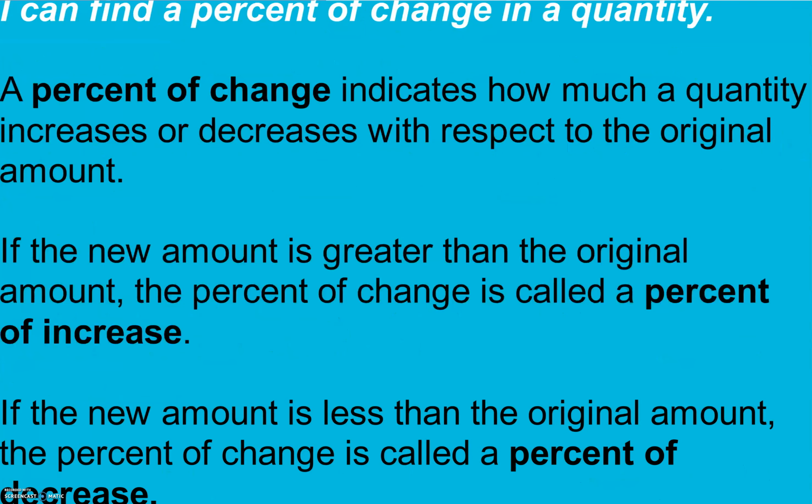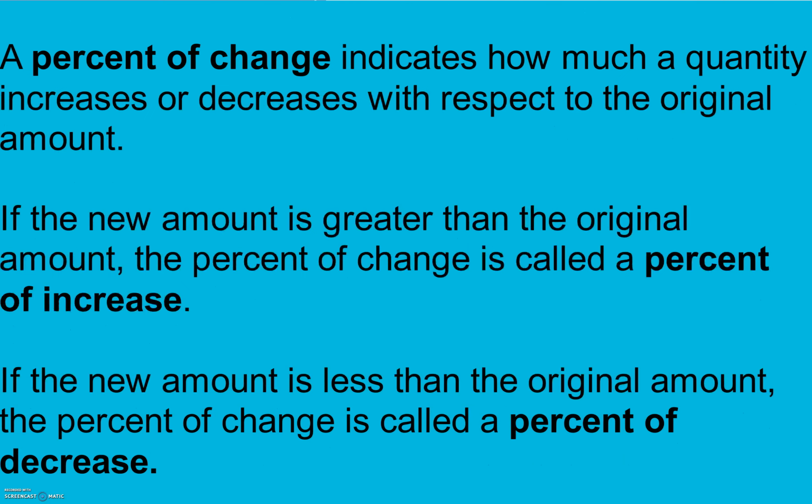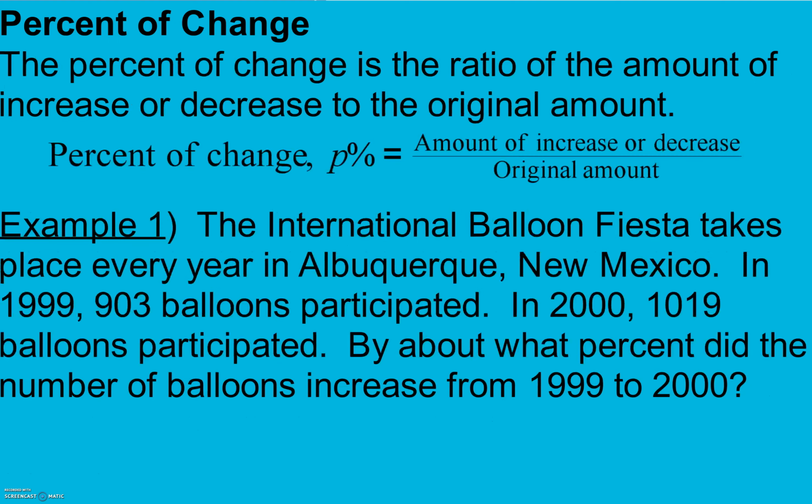If the new amount is less than the original amount, the percent of change is called the percent of decrease. So we started somewhere, the amount went down, so it was a decrease, smaller. We're going to find percent of change whether it's increasing or decreasing the same way. The percent of change is the ratio of the amount of increase or decrease to the original amount. So we're going to find the amount of increase or decrease, our change, and we're always going to divide by our original amount.